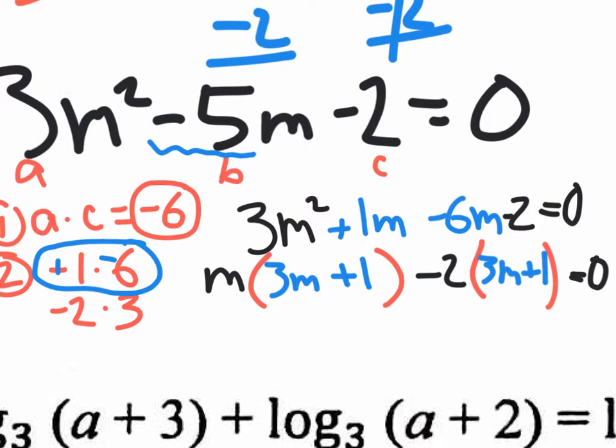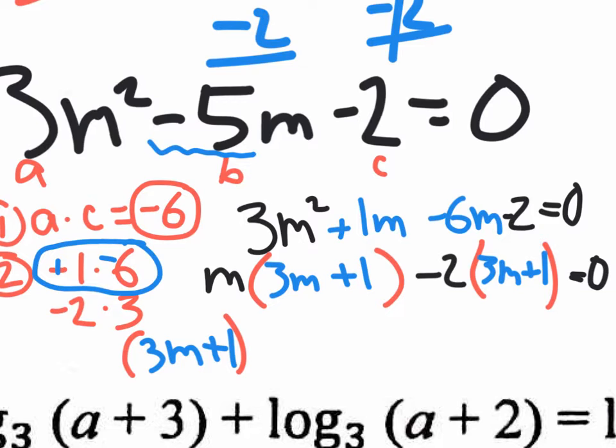Now, the next step in factoring by grouping is to take a step back and look at both groups and pull out what's in common, which in this case is the binomial 3m plus 1. I'm going to pull that 3m plus 1 outside. So I'm going to take both of these and put it right here. So there it is. I took the 3m plus 1 on both of them, pulled it out here.